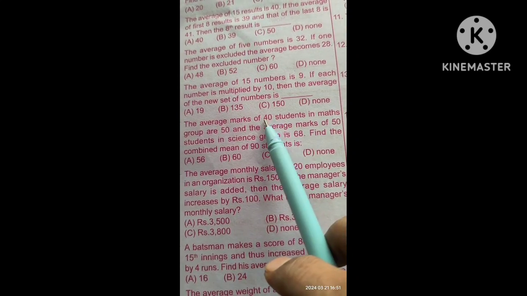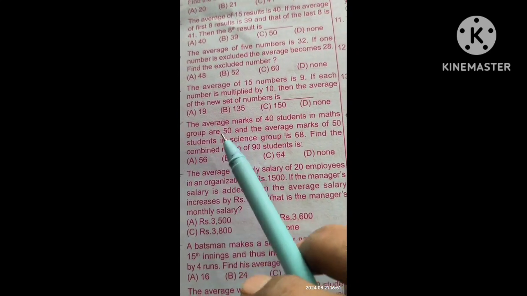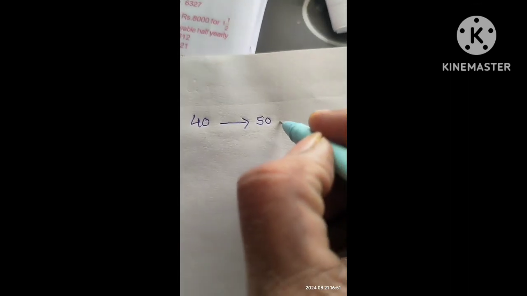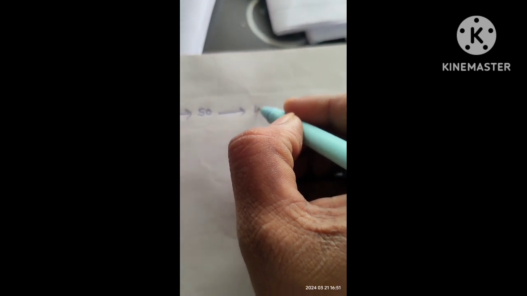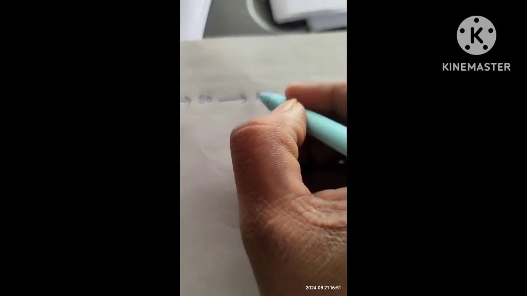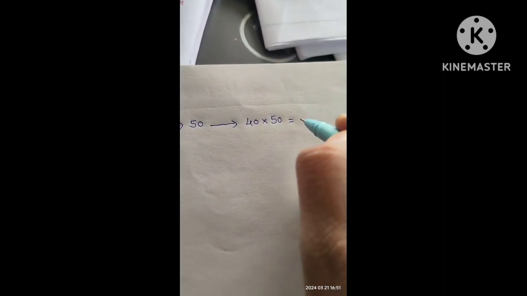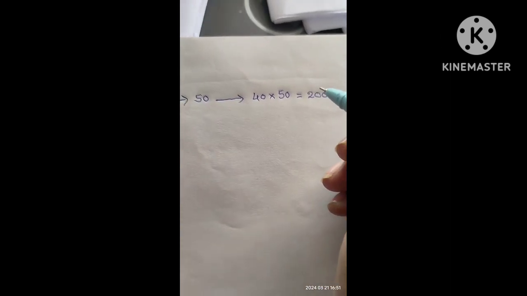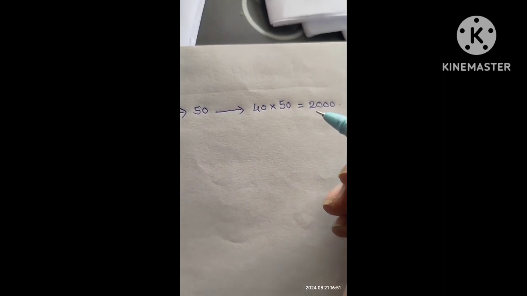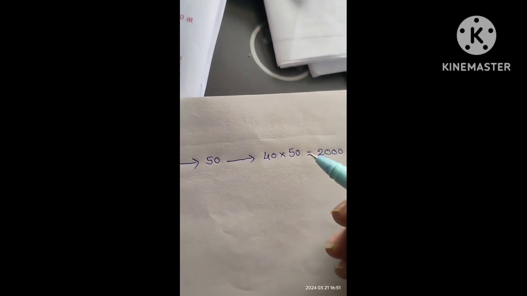The average mark of 40 students is 50. So, the average mark of 40 students, they given it as 50. So, we can calculate the total marks of the 40 students. That is average into number of observations. So, it is equal to 2000. So, the 2000 is sum of all the marks, sum of the marks of math students.